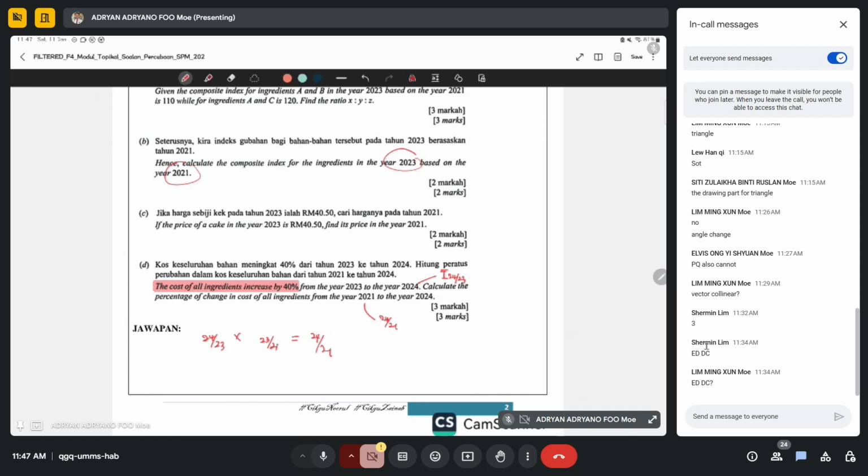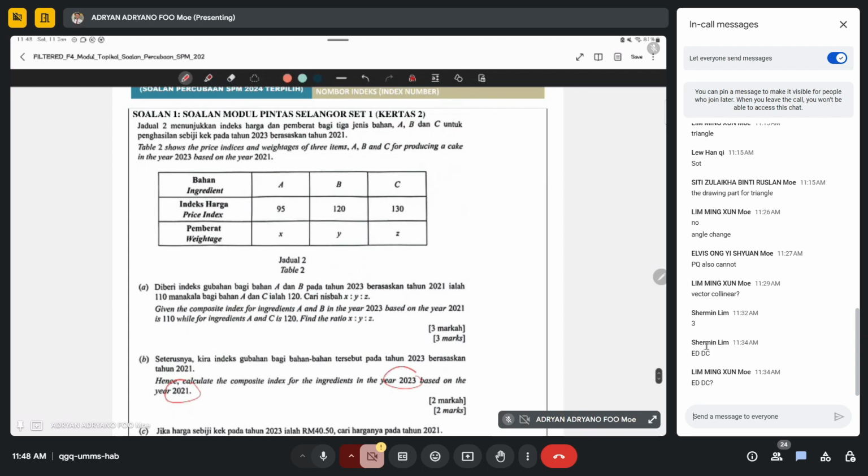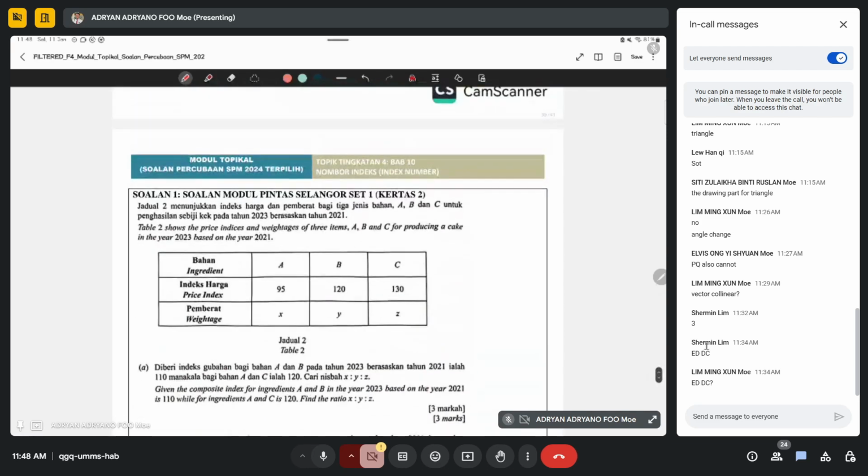Here, the cost of all ingredients increased by 40% from 2023 to 2024. This means you can directly use the chain rule to find the new composite index, because all ingredients increased by 40%. But if, let's say, A increases 20, B decreases 40, C stays the same, you must first find A's index in 20/21, B's index in 20/21, and C's index in 20/21, and only then can you do the composite.